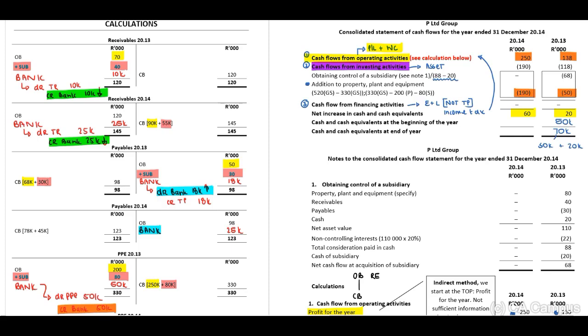Now, what is important to identify, at the end of the year, we add the bank account of 20,000. But in your line item, obtaining control of a subsidiary, remember we've deducted the 20,000. Therefore, the net effect is still 0. Now, your opening balance of 2014 is an amount of 70,000.